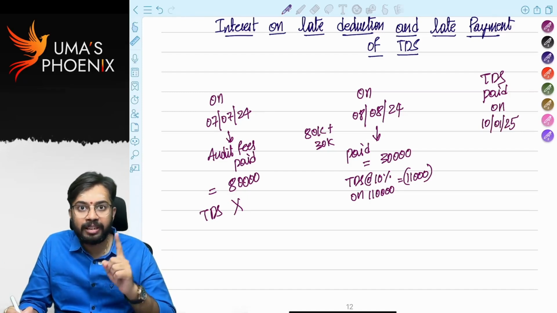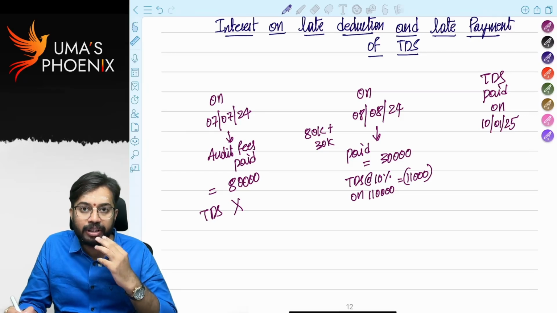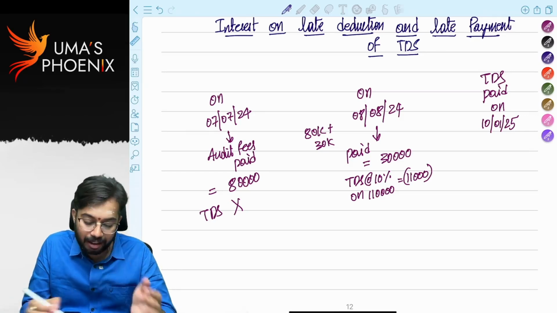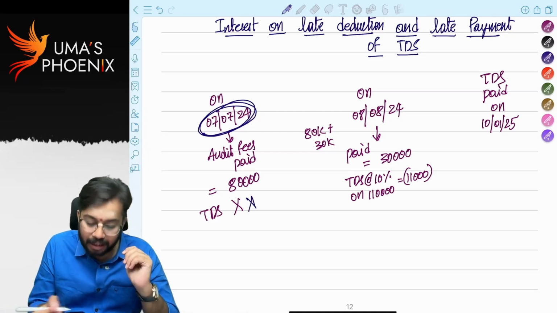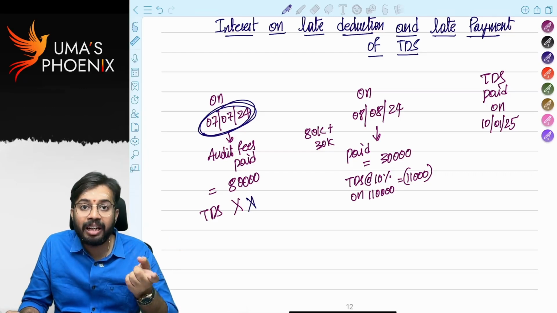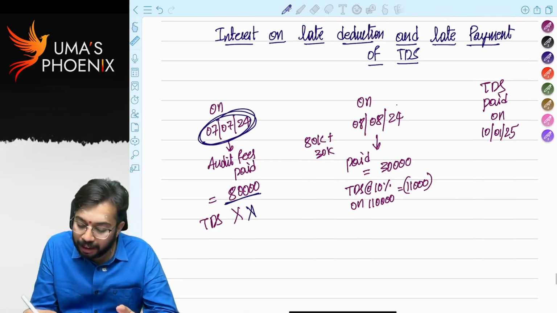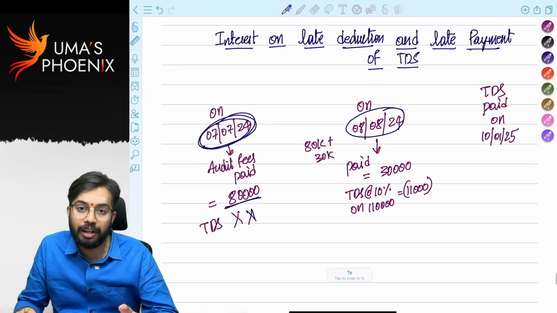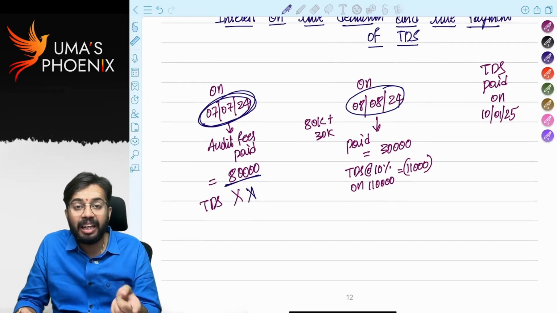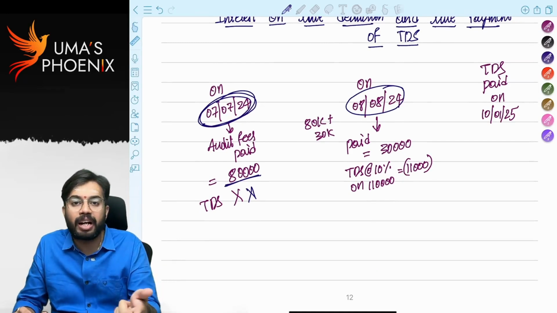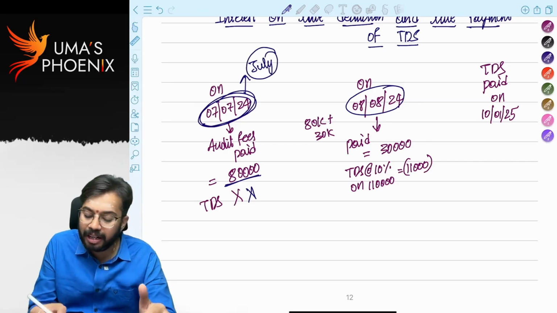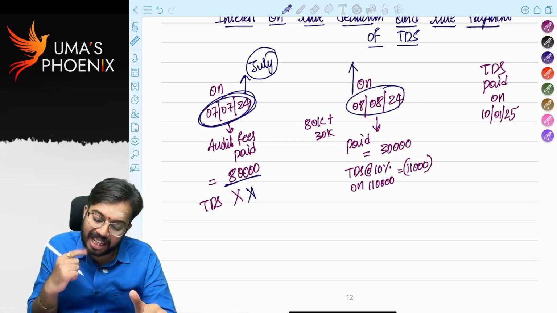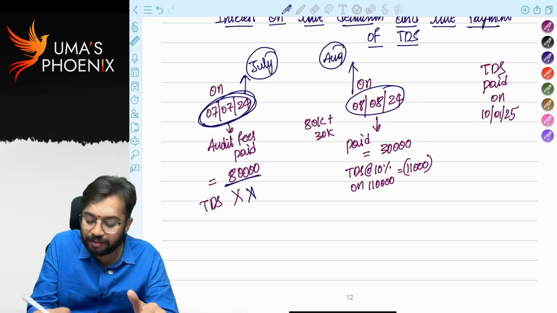Whenever audit fees is paid, under section 194J, TDS is required to be deducted at the time of entry or at the time of payment, whichever is earlier. So TDS is required to be deducted on 7th July 2024. But was TDS deducted? No, TDS was not deducted. TDS on 80,000 was deducted on 8th August 2024. So when was TDS required to be deducted? In the month of July. When was TDS actually deducted? In August.